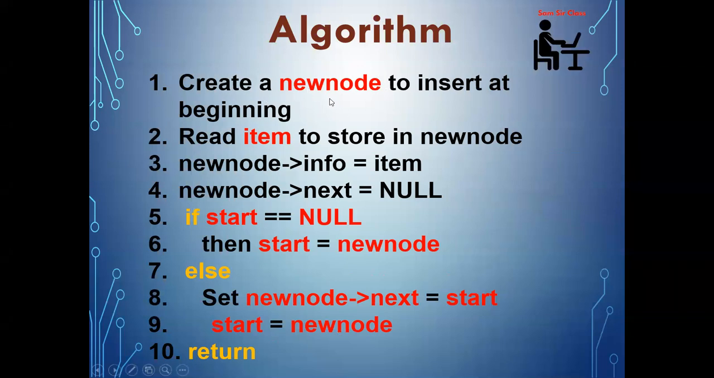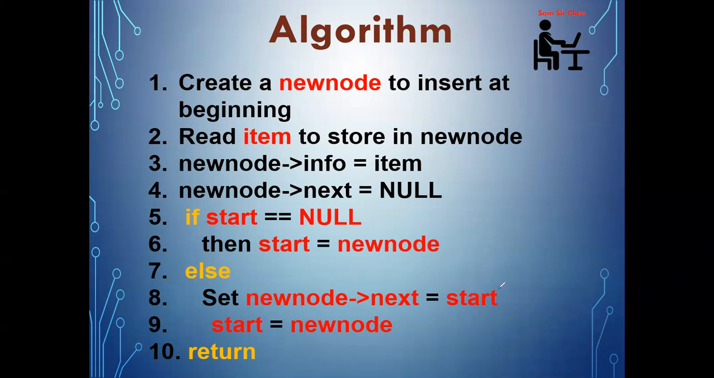You are creating a new node, then the item you want to store you are taking as input, then you are keeping the item in the info part, next part you are keeping as null, and then the most important thing you are doing, you are checking whether you are inserting for the first time or not. How will you know that? You have to check the status of the start variable. If start is null, then the new node you have to assign to start. Otherwise, the new node's next will be start, and start will become new node. Okay. So here I want to discuss something very important.